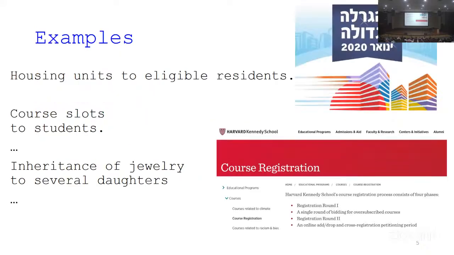One example would be allocating housing units to eligible residents. In Israel, we have this government program of giving housing at discount prices to eligible young couples, let's say. They do pay for the houses, but the right to participate, they have equal rights. Other examples are assigning course slots to students, or inheritance of, let's say, jewelry to several daughters. You might think of each piece of the jewelry as being indivisible. And there are multiple other examples.